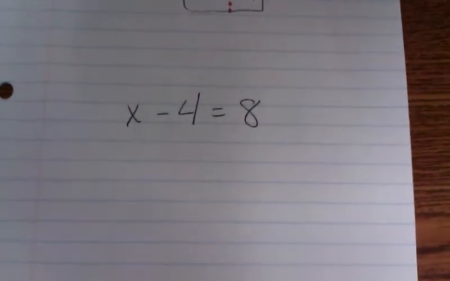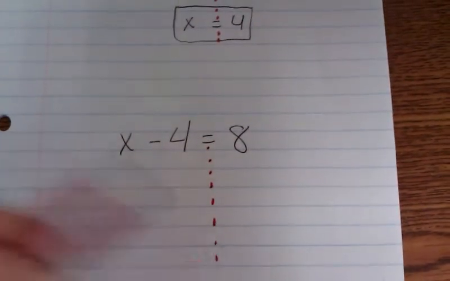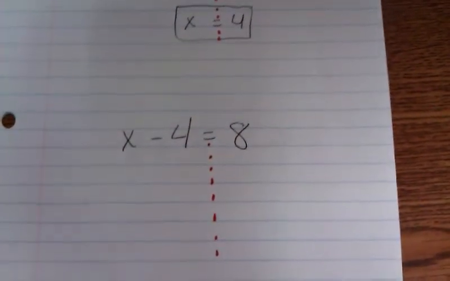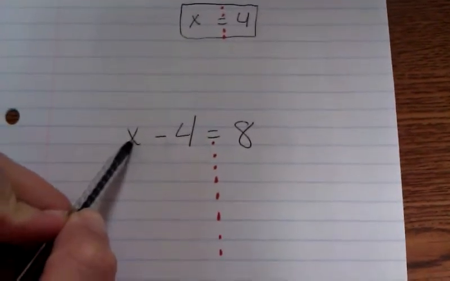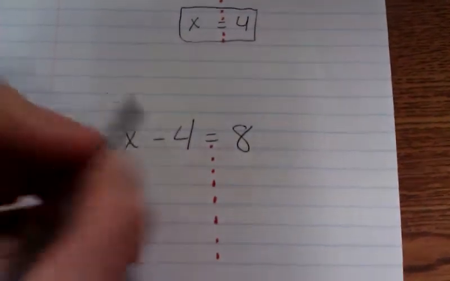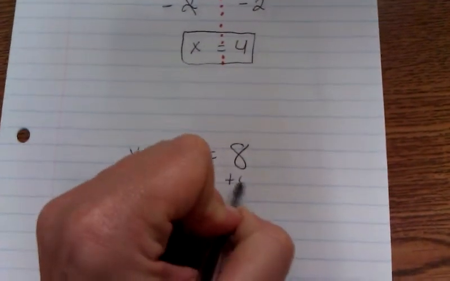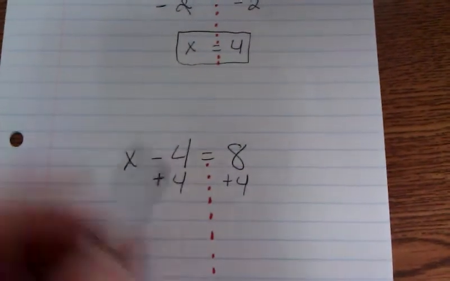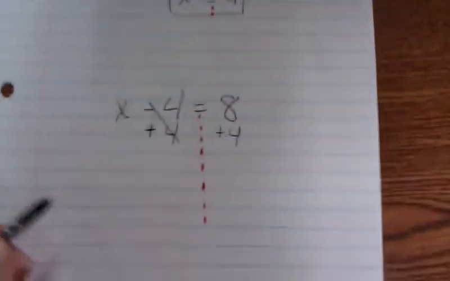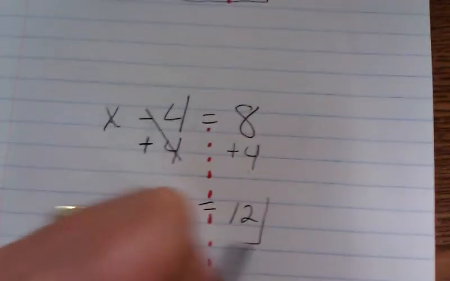The next example I have, it says x minus 4 equals 8. Again, I will draw my dotted line right here. Now, I put my pencil where it has the variable, which is x, and it says minus 4. Well, the opposite of minus is plus, so I will add 4 to each side, because what you do to one side, you have to do to the other to make it stay balanced. These cross out. I get x equals 12.